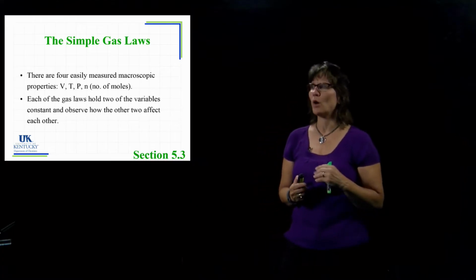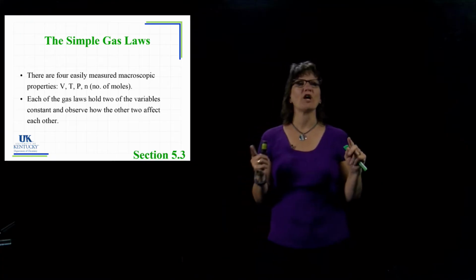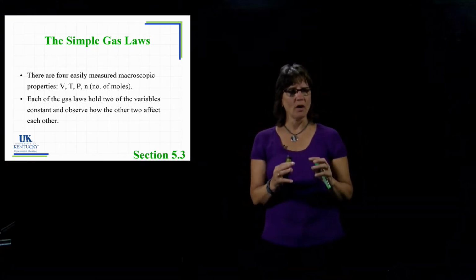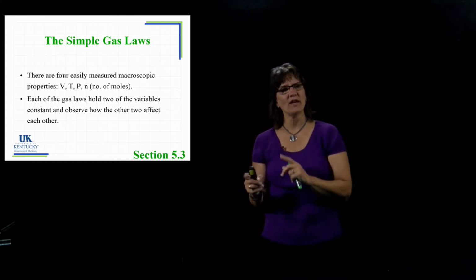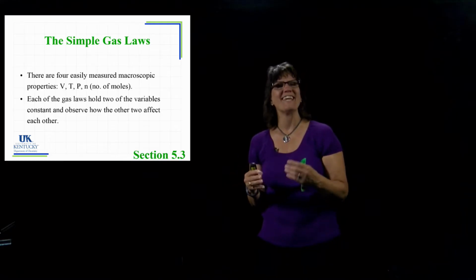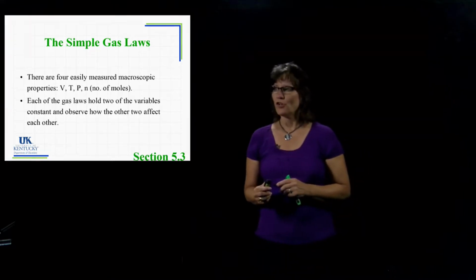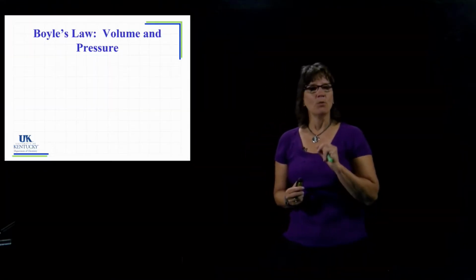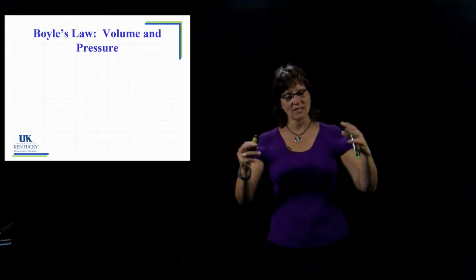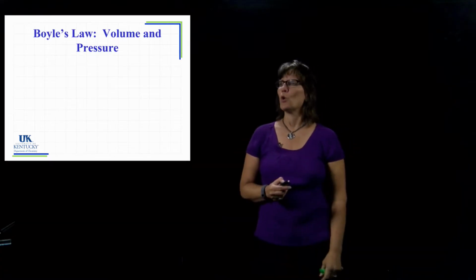In all of the laws, what we do is we hold 2, so underline 2. Two of those 4 variables we're going to hold constant. So we undergo a change, holding 2 of them constant, and then see how the other 2 affect each other. We'll start manipulating one of them or the other, and see how that manipulation affects the one left over. The first one is Boyle's Law. In Boyle's Law, we're going to be focusing on volume and pressure. So how much volume the gas has and what is the measured pressure within the container.